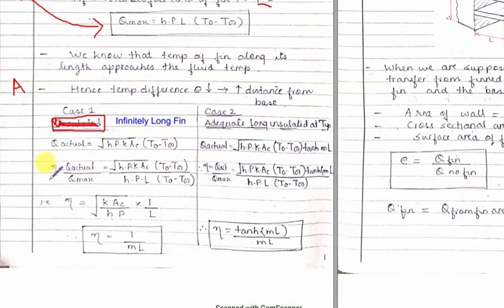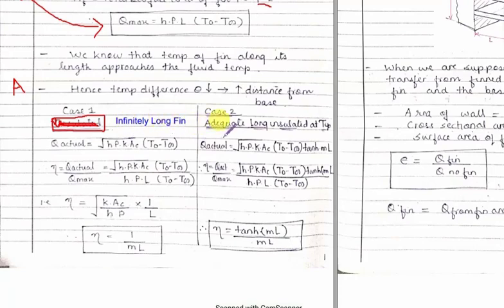So what is the formula for efficiency? Efficiency is nothing but Q actual divided by Q ideal or Q max. So Q actual is this, we will substitute the value over here. And what is the Q max? We have just found out Q max from here. Q max is equal to h P L (T0 minus T infinity). So just do the calculation, and efficiency is equal to 1 upon mL for an infinitely long fin.